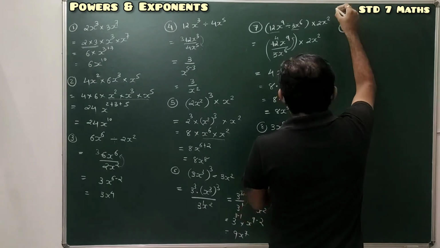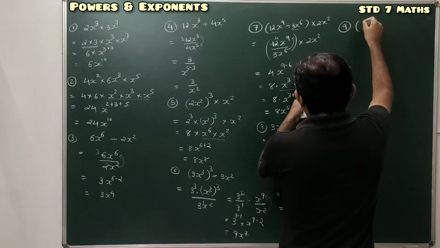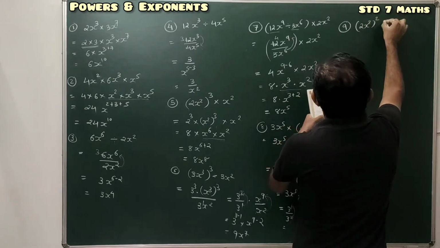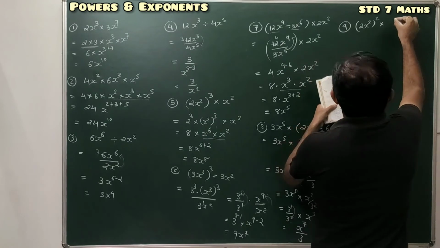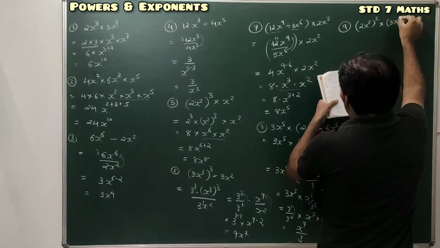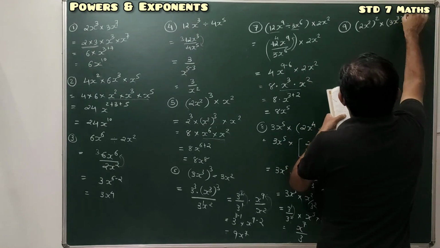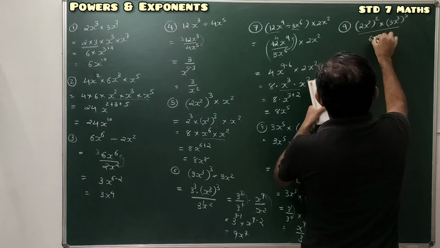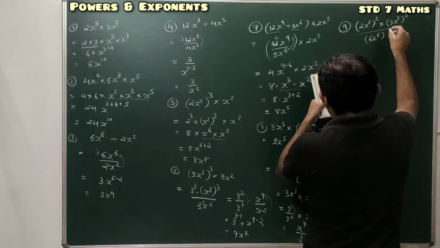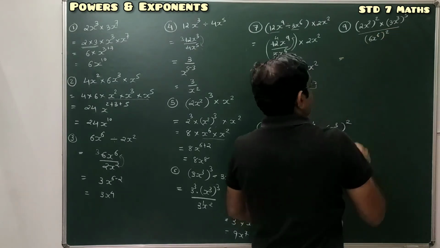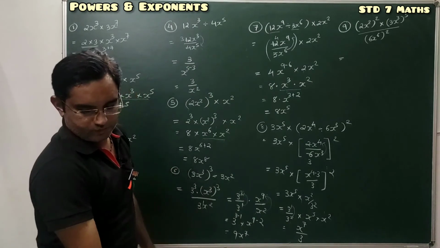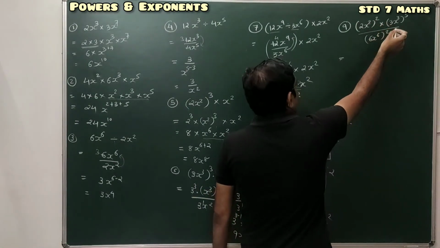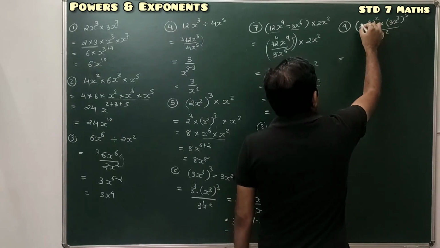Now question number 9. Here it is 2x square raised to 2 multiplied by 3x cube raised to 3 divided by 6x raised to 6 whole raised to 2. So again, first we'll simplify these brackets. So it's a power of multiplication.